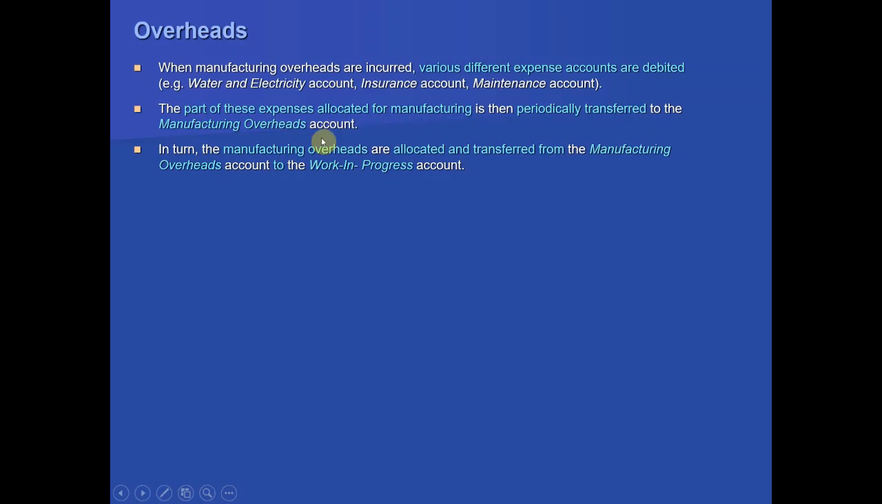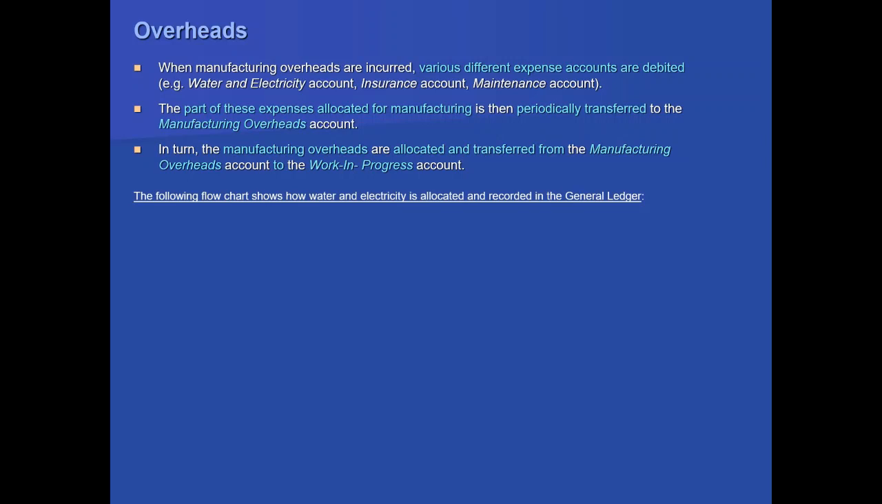All of that now sits in the manufacturing account on the debit side, and then we will get rid of some of those debits. We will credit the manufacturing overhead account and therefore now debit our work in progress account. So in turn, the manufacturing overheads are allocated and transferred from the manufacturing overheads account to the work in progress account.